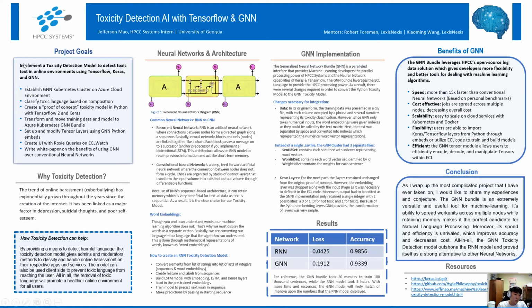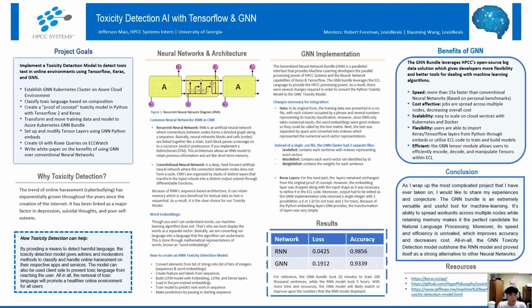So the project goals for this specific poster were to implement a toxicity detection model to detect toxic language in online environments such as Instagram, Snapchat, and social media in general, using TensorFlow, Keras, and GNN. The more specific goals I had in mind were to establish a GNN cluster on Azure Cloud and classify toxic language based on composition, so if it was extremely toxic, if it was hate-based, if it was racial, etc.